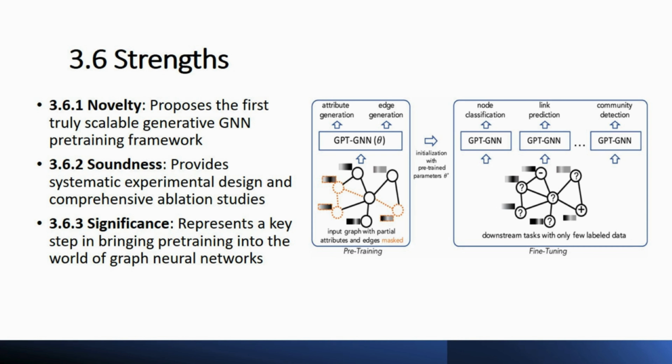The third strength is significance. GPT-GNN brings the pre-trained fine-tuned paradigm into GNNs, similar to how BERT and GPT transformed NLP. Because many real graphs are large and sparsely labeled, learning from unlabeled data has strong practical value. This work opens the door for future research in graph pre-training, giving it impact beyond the simplicity of the model.